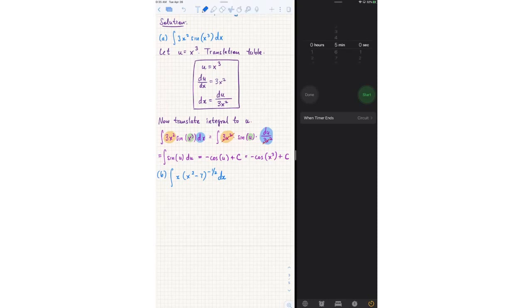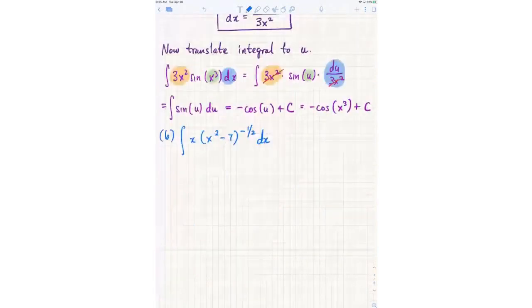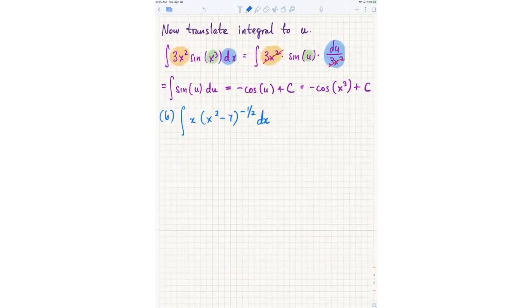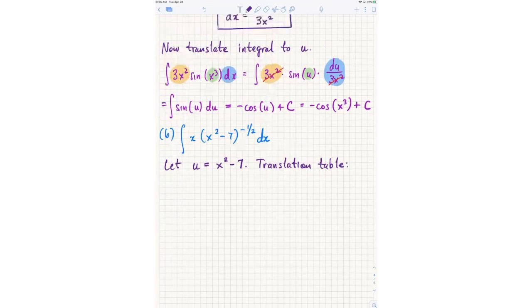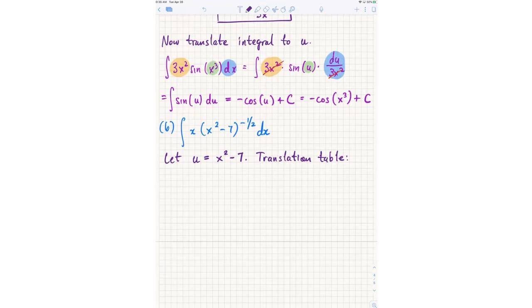Okay, so let's look at what everyone got. Does someone have an idea of what you want to make u for this? What did you think about in those 5 minutes? x squared minus 7, so that's actually correct. So now I'm going to make a translation table. Either if you got u equals x squared minus 7 or even if you didn't, can you say how this is different from the previous two examples? There's a slight difference, right?